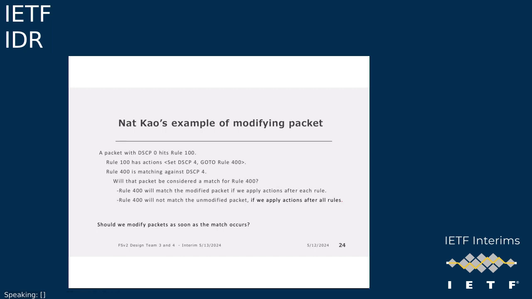Now NAT has a concept of a go-to rule 400. As Jeff says, that's quite a jump from today, but the one thing that his example brings out in short form is when do you do the actions? In my mind, as I've been writing the spec, you hit a match, you do an action, you change the packet. The packet, as it continues through the actions, is actually then modified.